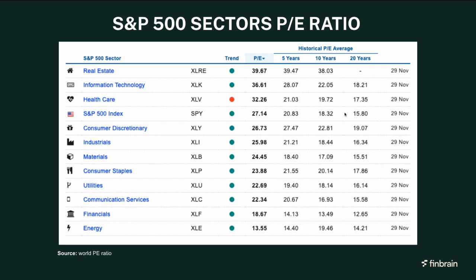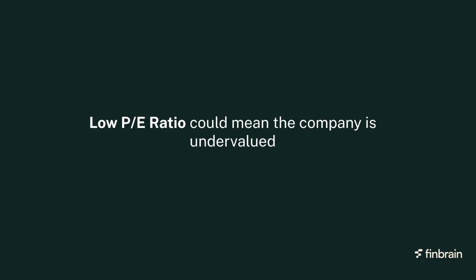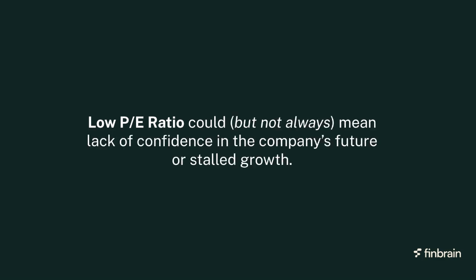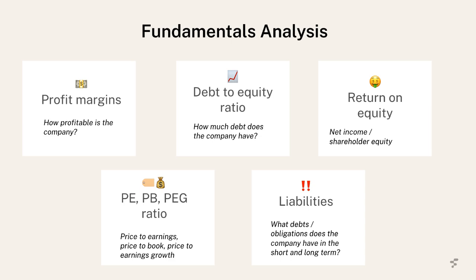Some of today's giants, like Apple, Amazon, and Meta, had sky-high PE ratios when they were growing like crazy, yet they turned out to be incredible investments. At the same time, a low PE can mean a company is undervalued or it might just reflect stalled growth or a lack of confidence in its future. So the key takeaway here is that PE is the starting point, but certainly not the whole picture. It's most useful when paired with broader analysis, so digging into the fundamentals like the balance sheet, cash flow, and income statements, and understanding sector trends and customer sentiment.